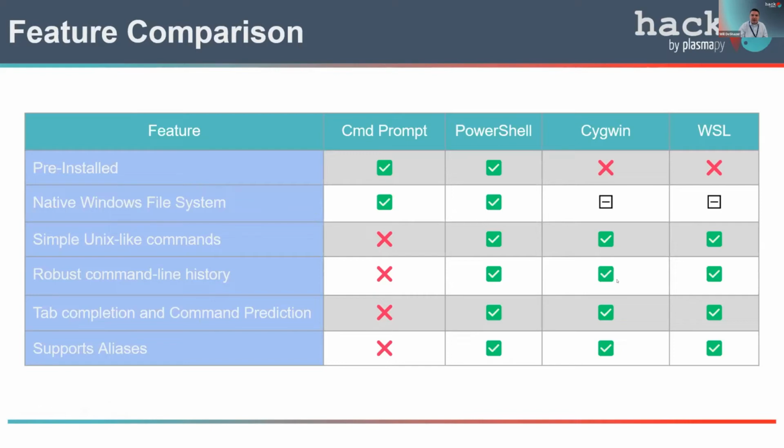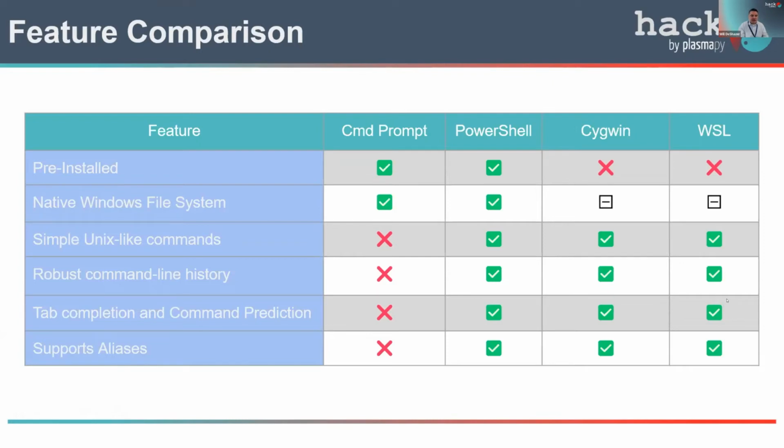The last three, PowerShell, Cygwin, and WSL, are the ones that have robust command line history. If you close the command prompt and then you go back and you try to recall previous commands, you can't recall it in command prompt. It doesn't retain a history. Whereas in PowerShell and Cygwin and WSL, if you hit the up arrow, you can navigate through previous commands. Tab completion and command prediction, all three of the other ones have that.